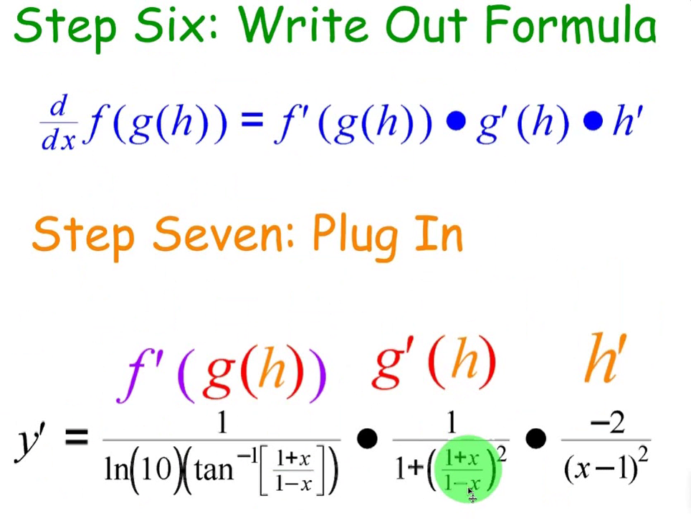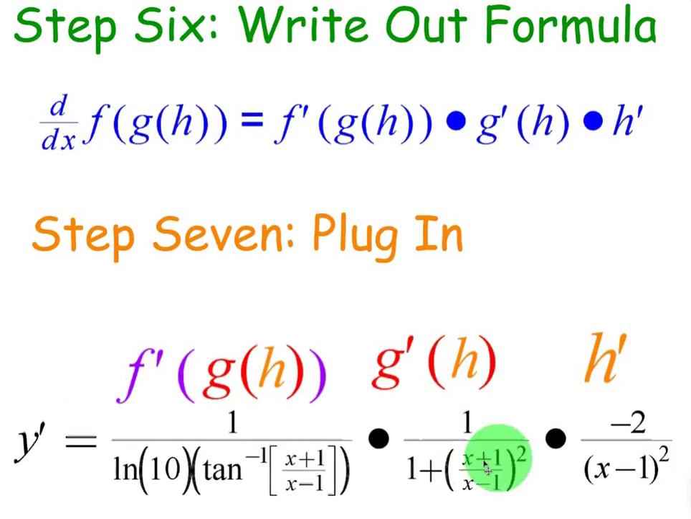Okay, and for some reason I wrote it as 1 plus x, 1 minus x. I'm not sure why I did that. Okay, so I fixed it now. It's x plus 1, x minus 1. We're plugging that in for the 1 over 1 plus x squared times the derivative of the inside, which we just figured out using the quotient rule to be negative 2 over x minus 1 squared.